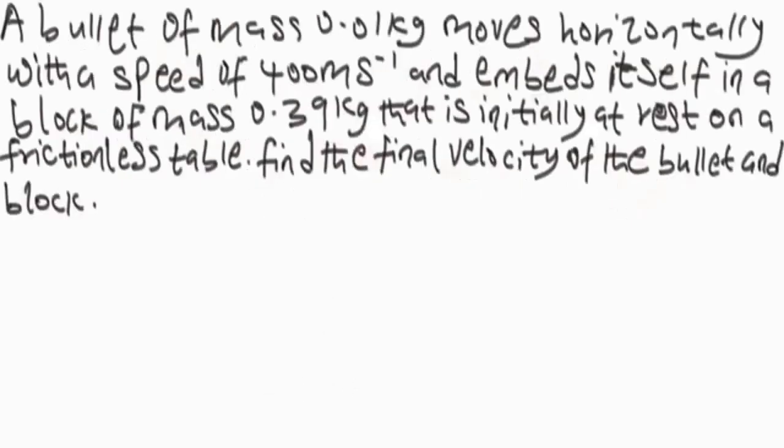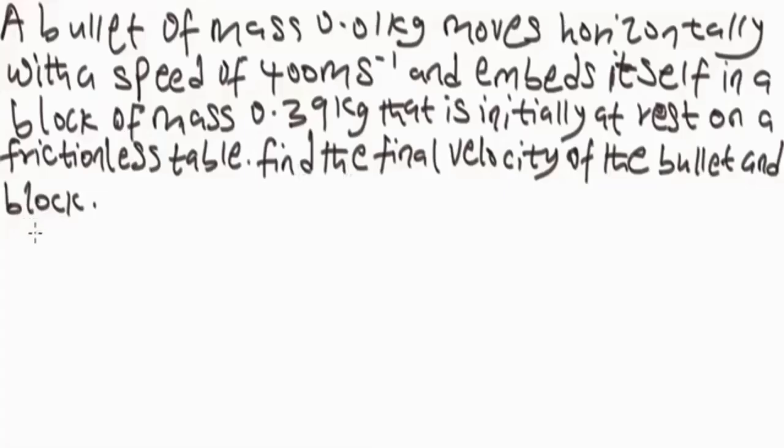Let's look at this question. It says a block of mass 0.01 kg moves horizontally with a speed of 400 meters per second and embeds itself in a block of mass 0.39 kg that is initially at rest on a frictionless table. Find the final velocity of the bullet and block.